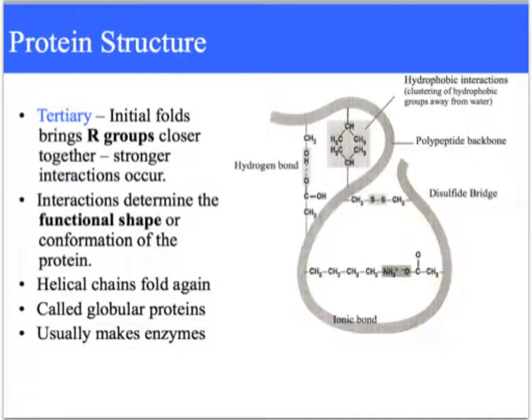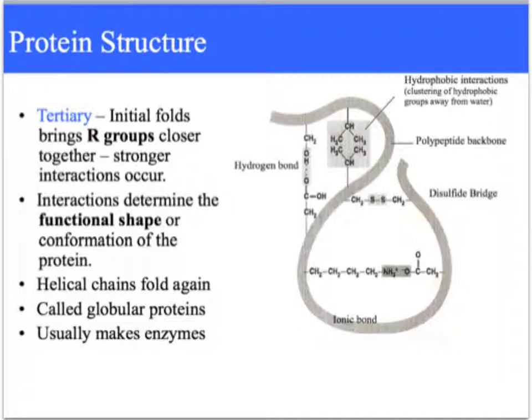Okay, so with our protein structure, we're looking at tertiary. So I've already got my chain of amino acids. That's my primary structure. Then I've got my alpha coils, my beta pleated sheets. And then they fold into a three-dimensional group. So it brings the R groups close together so stronger interactions can occur. These interactions determine the functional shape of what the protein actually looks like.